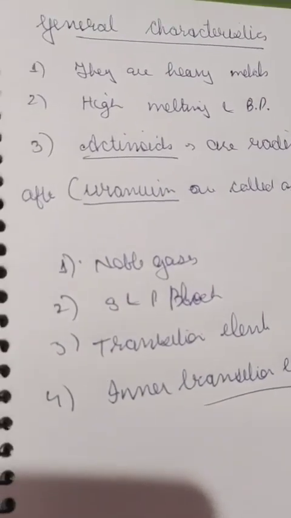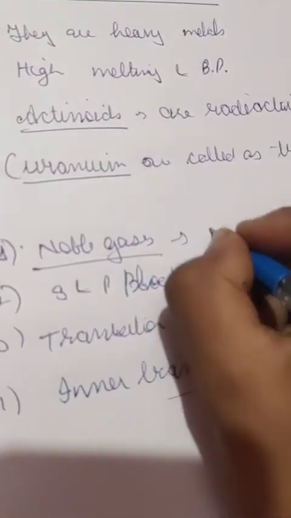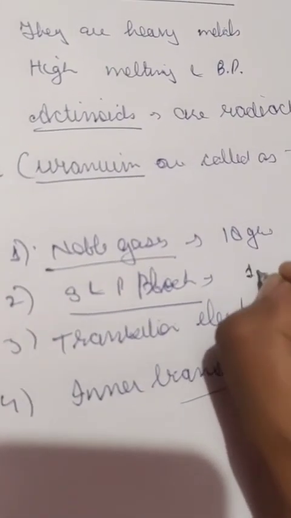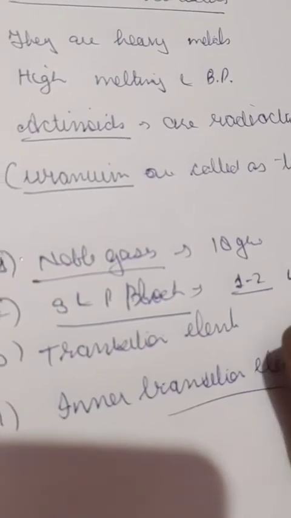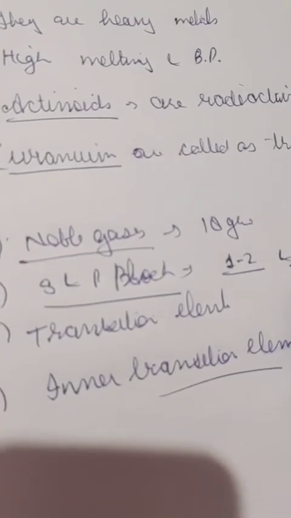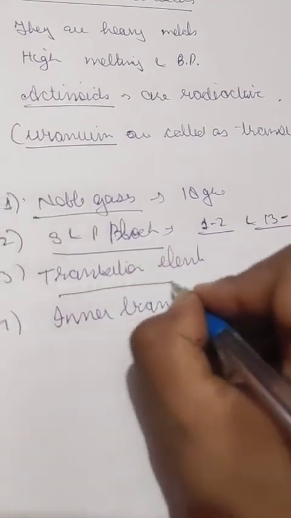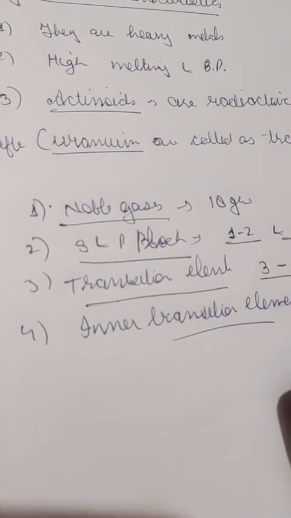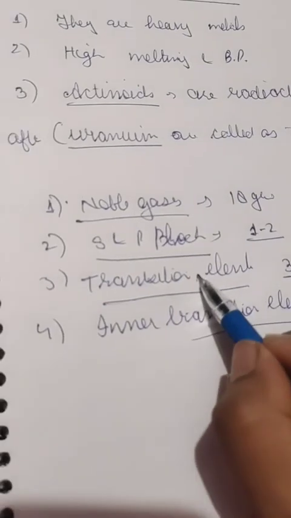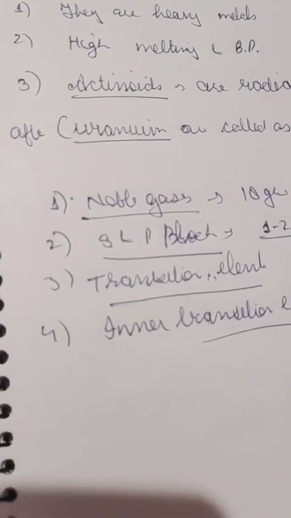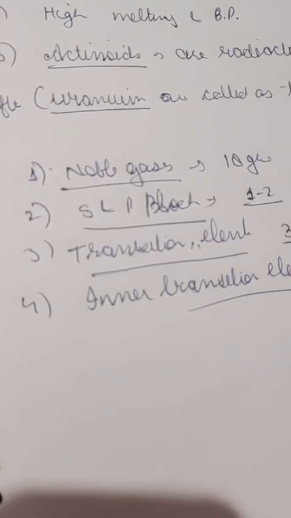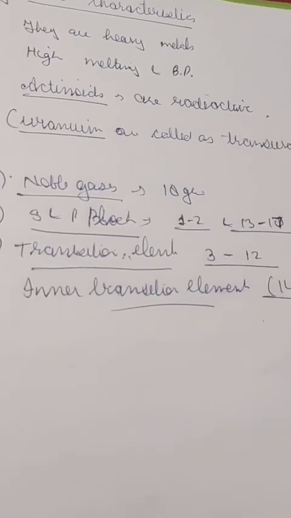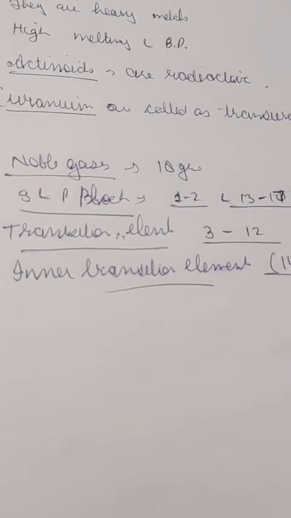The noble gases are the gases of group number 18. The representative elements are those from groups 1 to 2 and from 13 to 18. Then transition elements are from group number 3 to group number 12, and the inner transition elements are the f block, which comprises two series of 14 elements called lanthanides and actinoids. So with this we complete this topic. In the next lecture video we'll study other topics. Thank you.